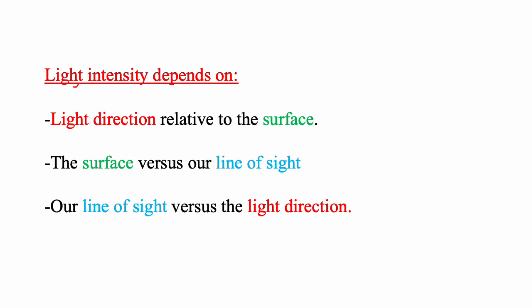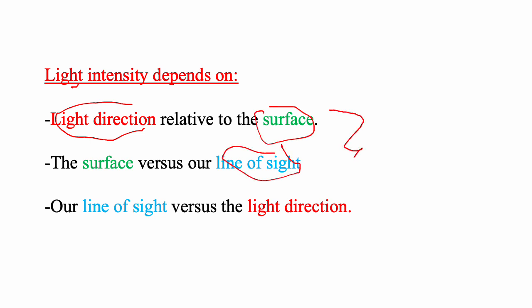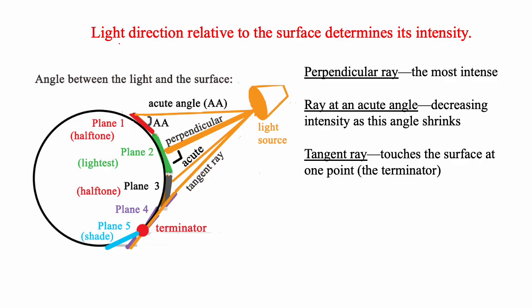When studying light intensity, I'm going to look at 3 factors: the light direction, the surface, and our line of sight. And so with 3 variables, we have 3 relationships to look at. This shows the relationship between the light direction and the surface. So here we have our light source and a sphere.